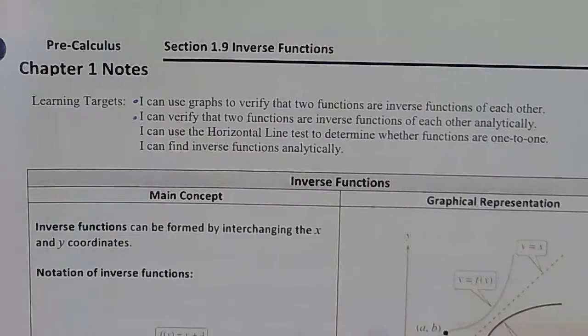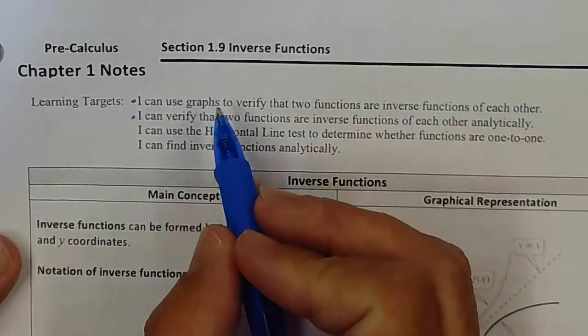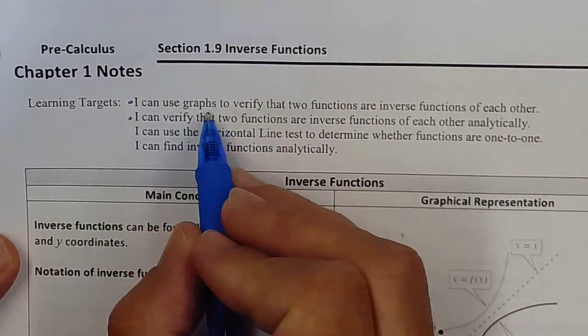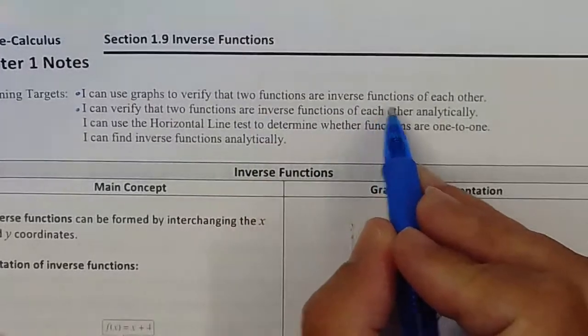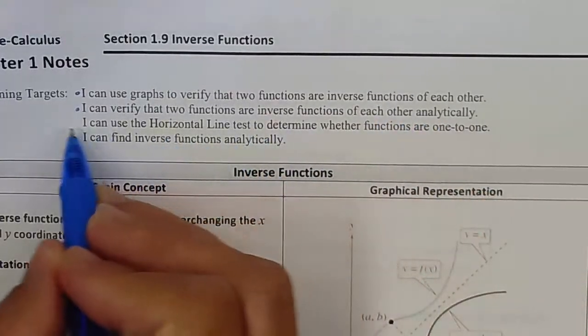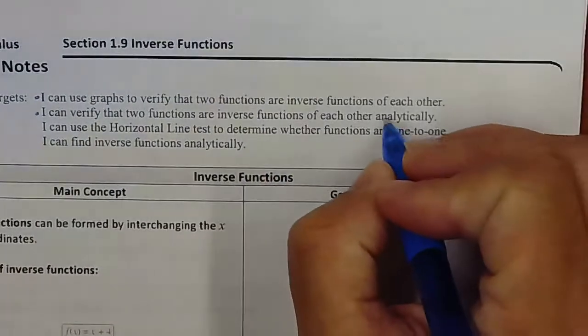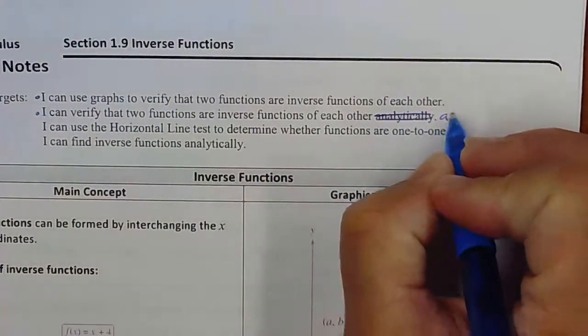Okay, here's what we're going to be going over today. Section 1.9 is all about inverse functions. So we will learn how to use graphs to verify that two functions are inverse functions of each other. I'm going to show you how to verify that two functions are inverse functions of each other. It says analytically, probably a better word is algebraically.